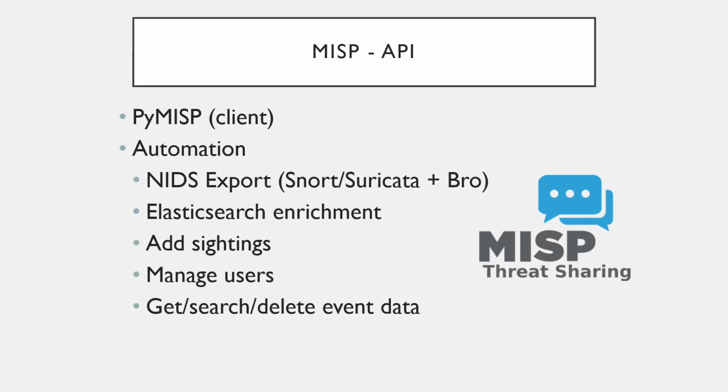You can use ElastAlert to utilize PyMISP, that library, and interact with MISP to initiate automation, download those NIDS rules, perform Elasticsearch enrichment. I'll talk a little bit more about that in just a second. You can automatically add sightings to MISP. You can manage users, tons of stuff.